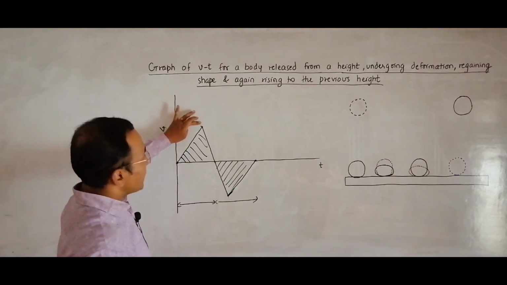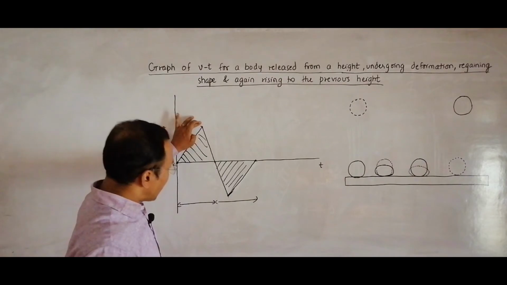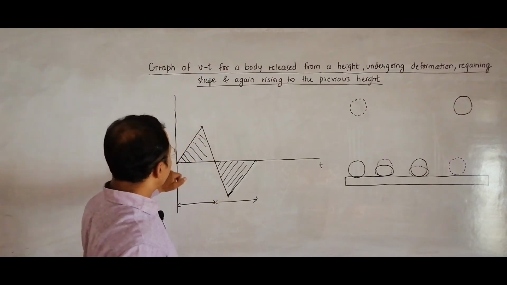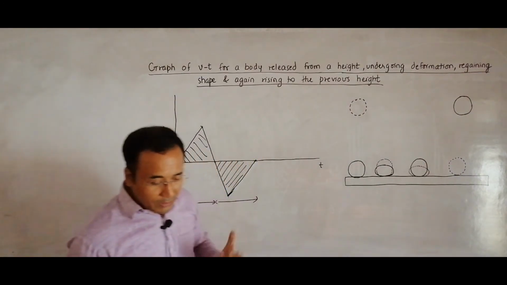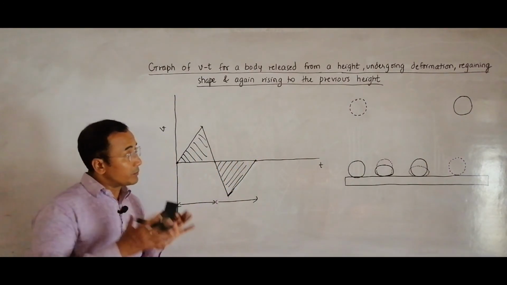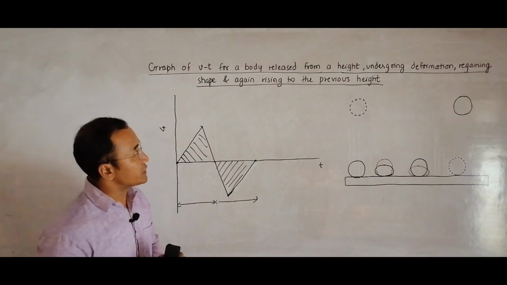So these values tell about the top velocities that we have, and these values tell the zero velocities. So zero velocities are here and here. So that's what happens with a body that compresses during bouncing.